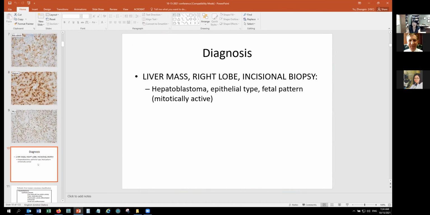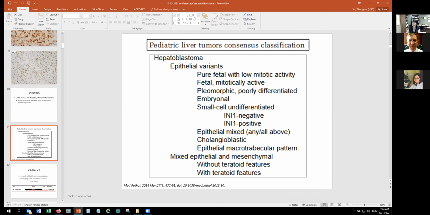So how did I sign out this case? We called it liver mass, right lobe incisional biopsy, hepatoblastoma, epithelial type, fetal pattern, mitotically active. So just a quick review with you of the classification for hepatoblastoma, because everyone sees those pediatric tumors often.